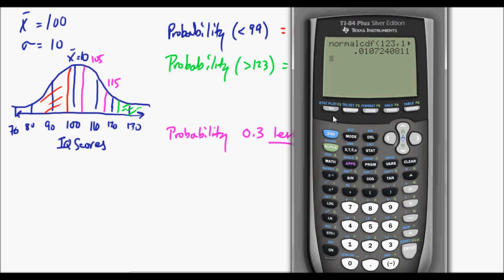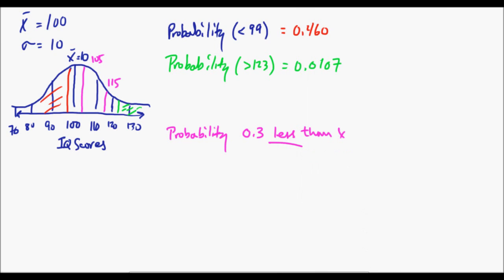Okay, so you go second, and I'm going to clear it. Second, distribute, inverse normal. And the area under the curve here is 0.3 because it says less than. It always calculates the less than. The mean, again, is 100. Standard deviation is 10. Boom. And the answer there is 94.8. So what they're saying is 94.8 would be right here in the middle, and that represents 30% under the curve.